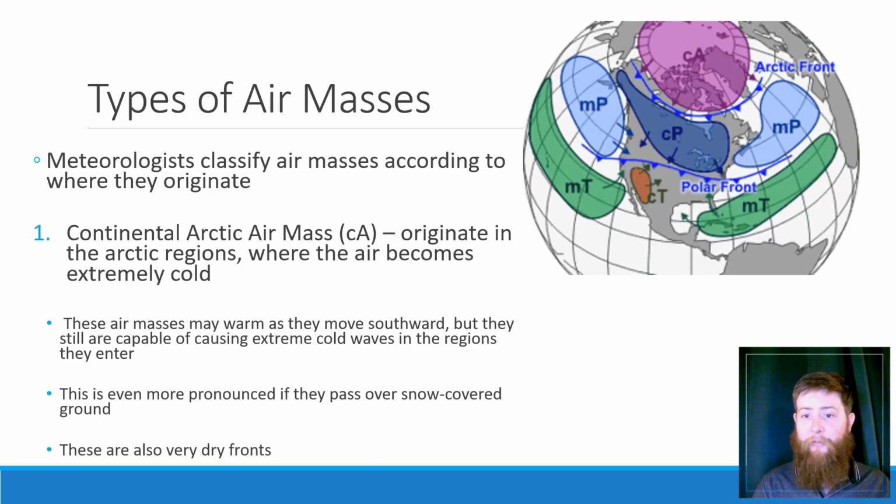There are several different types of air masses. We're going to talk about a couple of the major ones. And we classify air masses based on where they originate, where they started out before they came into the area. And the first, we're going to start in the north and work our way south. The first is the continental Arctic air mass. And it originates in the extreme Arctic areas where the air is really, really cold. As they move south, they can warm up a little bit, but they're still going to bring a lot cooler temperatures than, even in the summertime, what is normal for that area.